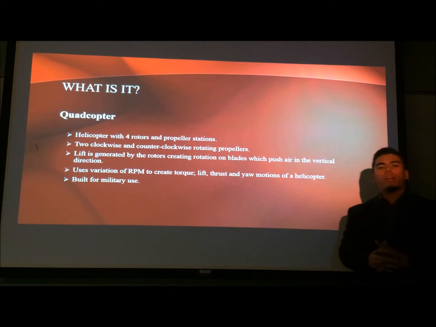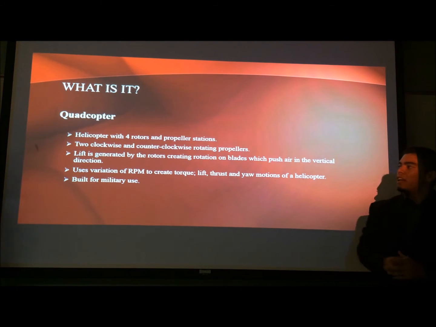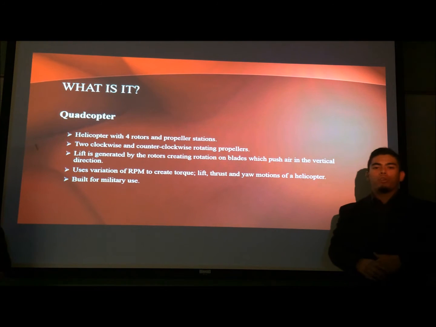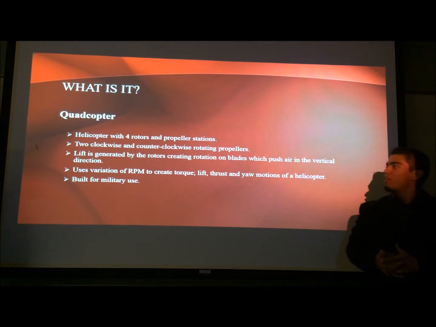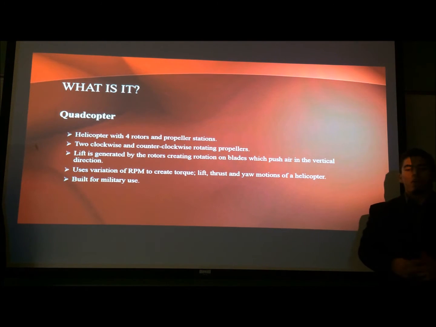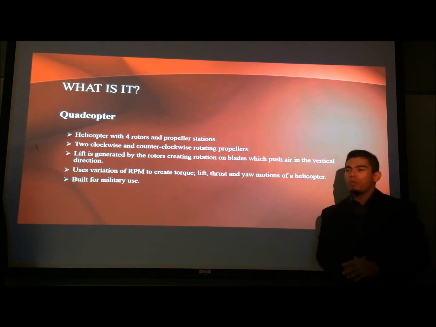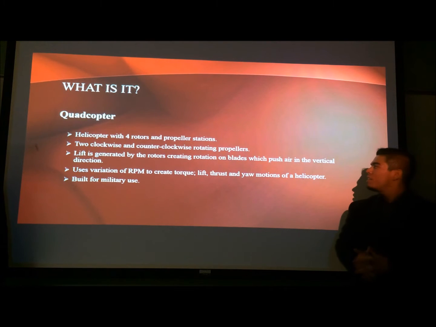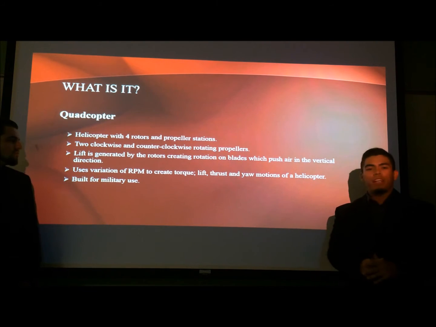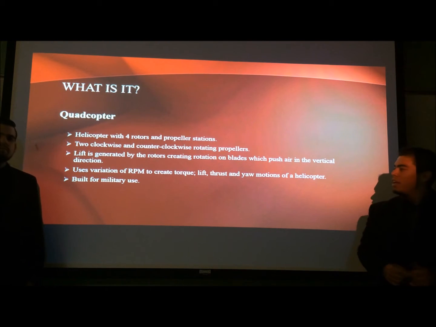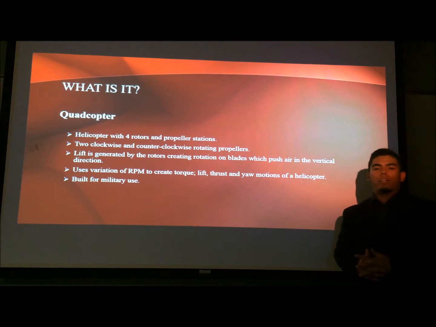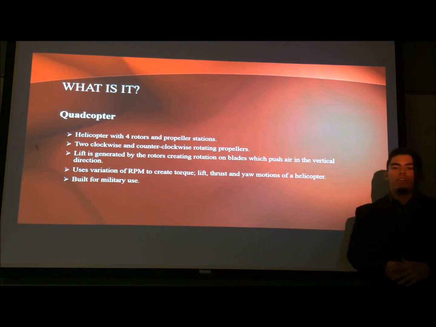Alright, so what is a quadcopter? It is a helicopter with 4 rotors and propeller stations. 2 rotors turn clockwise and the other 2 counterclockwise. They have rotating propellers. Quadcopters have a lift that is generated by rotors that create rotation on blades which push air in the vertical direction. They use variation of RPM to create torque, lift, thrust, and yaw motions of a helicopter, and quadcopters were primarily built for military use.